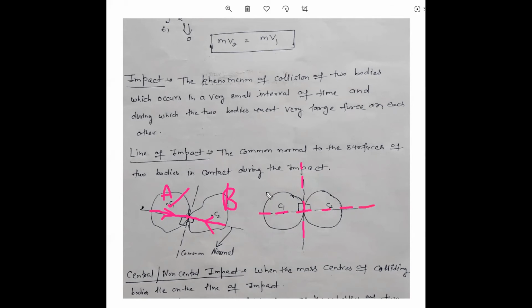Now, if this body is acting a force on this, that is your action force, and the reaction is just acting opposite to this action, and that is your reaction which is created by the second body. They are the reactions.